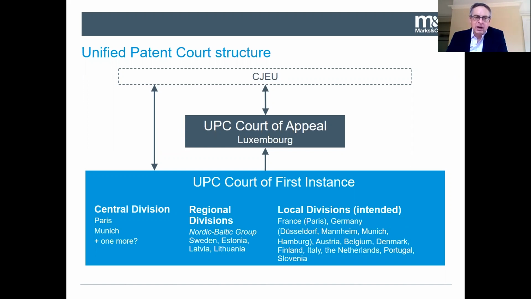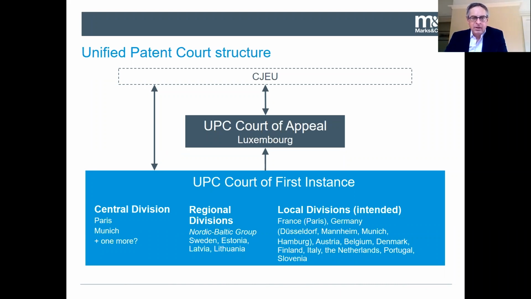However, with the UK leaving the system, there is an unanswered question as to what will happen with the London branch of the central division. And that question has not yet been answered. So at first instance, lots of different divisions.